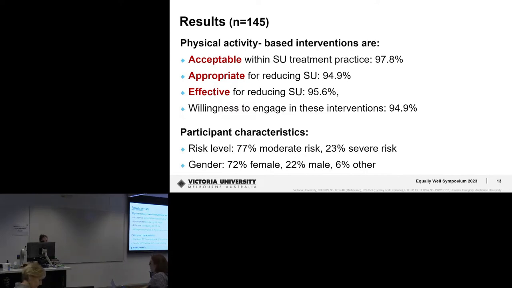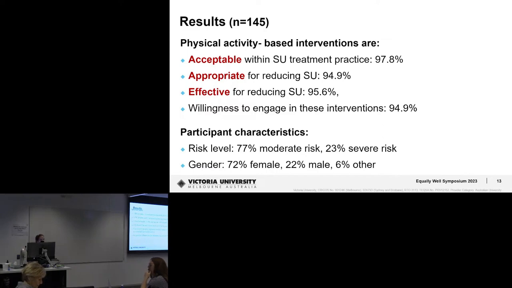A little bit about my participant characteristics. So 77% were at moderate risk of experiencing health or other issues because of their substance use, which would often be called substance abuse, and 23% of young people were at severe risk, which falls more into the area of substance dependence. Most of them were female: 72% were female, 22% were male, and 6% identified as other.